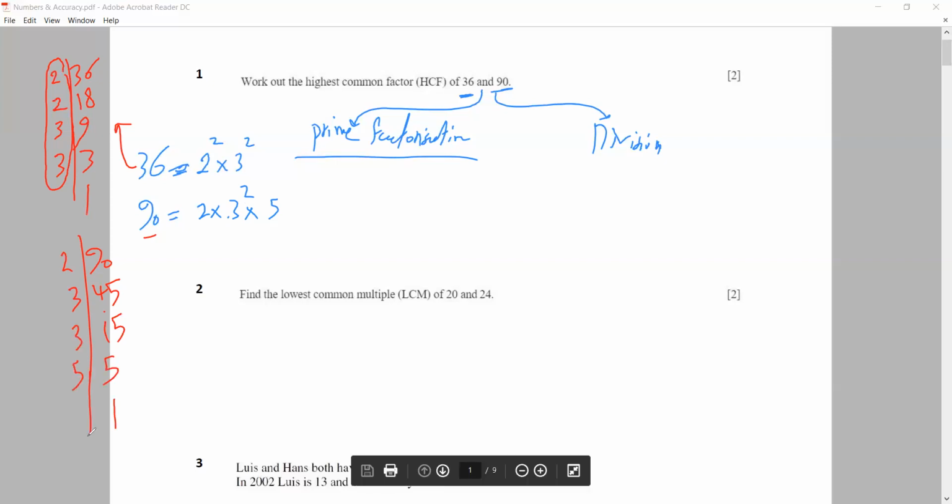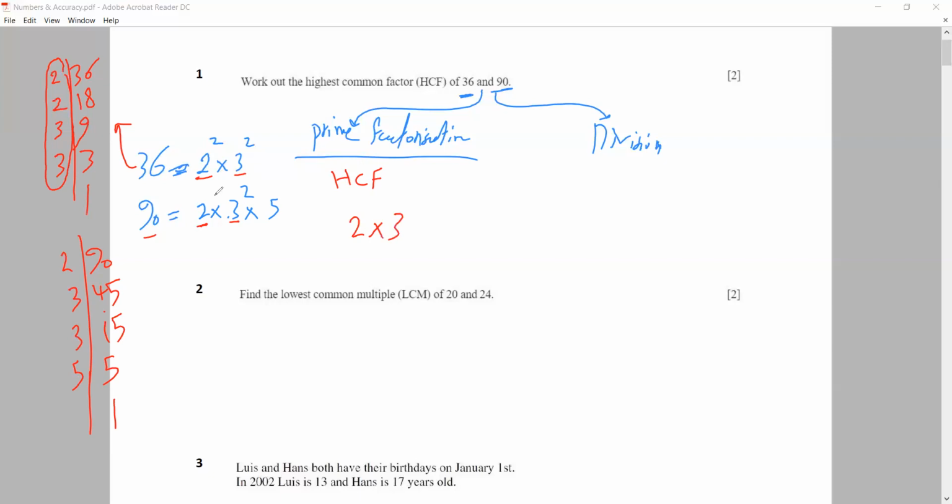All right. Now, if you're looking for the HCF, you have to look at the common factors, which are 2 and 3, right? So you exclude the 5, and you target the lowest index. As you can see, the index of 2 here is 1 and here is 2, so I choose the lowest one. The index of 3 in both cases is 2, so it doesn't really matter. And finally, the answer is 18.